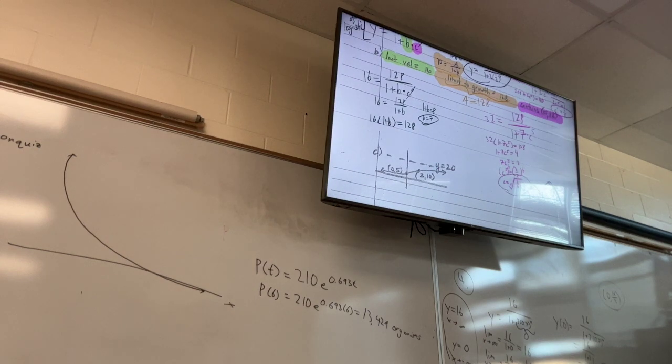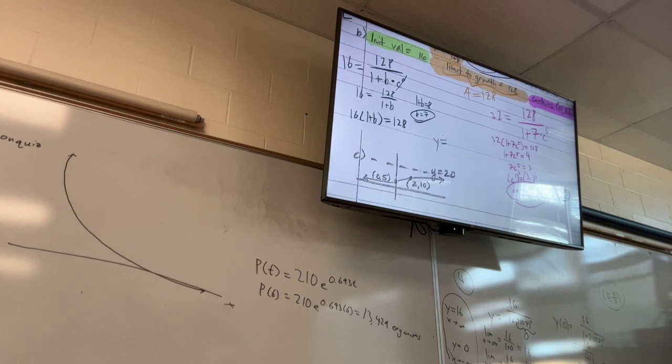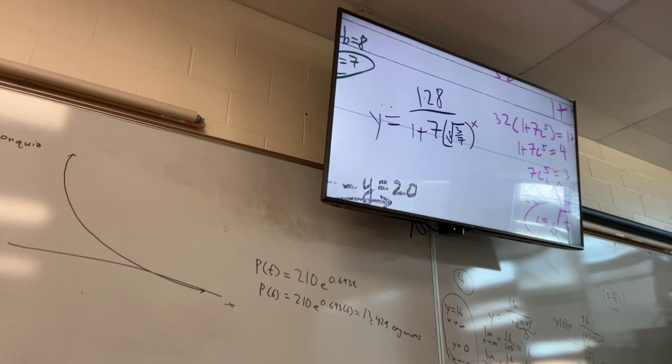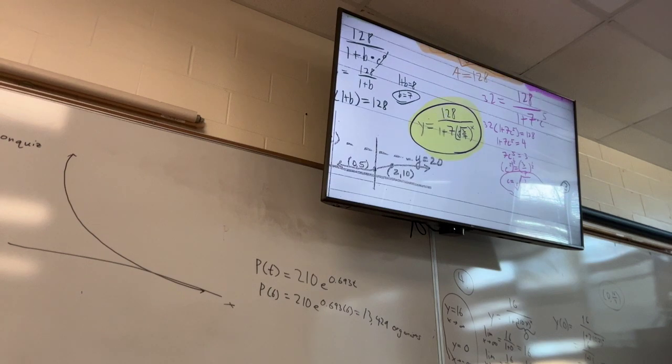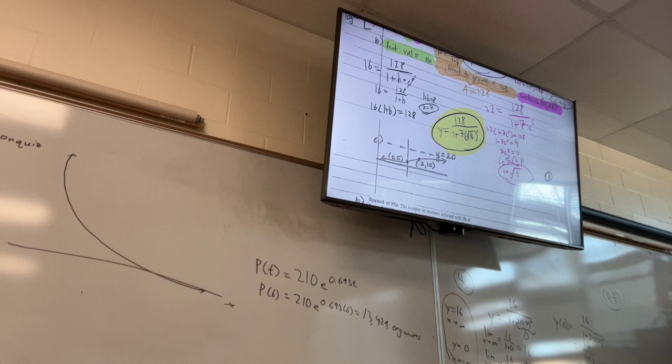Okay, so we assemble all of it, we plug it all in, we get y equals 128 over 1 plus 7 times the 5th root of 3/7, all that raised to the x, okay? You seeing that? Okay, so this is actually a lot of plug and chug, I feel like. Yeah, you can go to the bathroom. Yep.